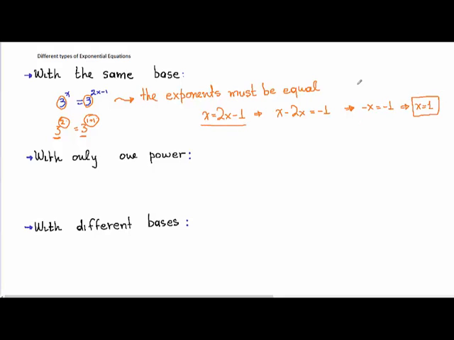Now, since the exponents must be equal, this is the answer for this equation. Let's verify this. 3 to the first is equal to 3 to the 2 times 1 minus 1. Well, if you simplify this, it gives you 2 minus 1, which is 1. So basically you have 3 to the first equals 3 to the first. So we're good.